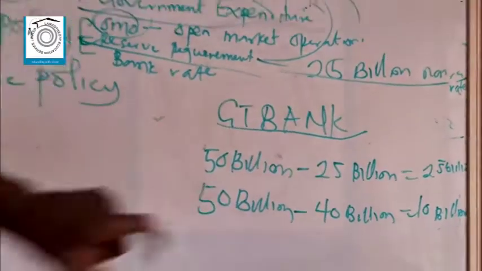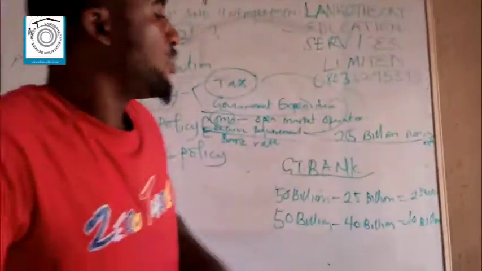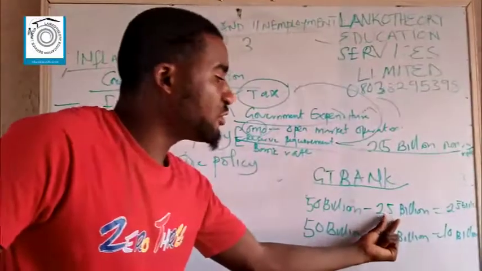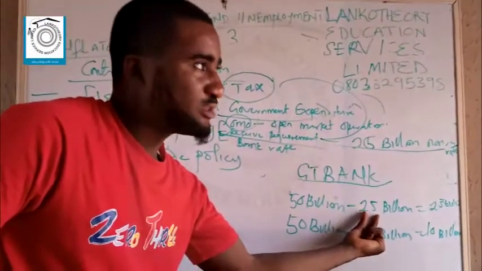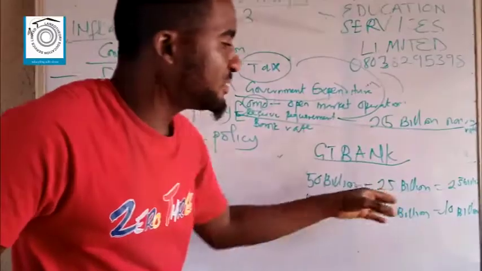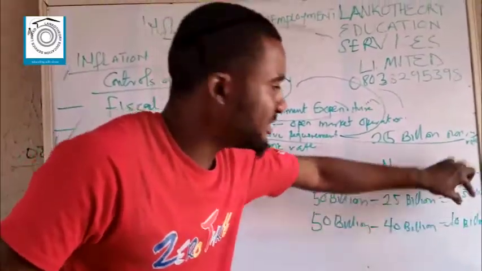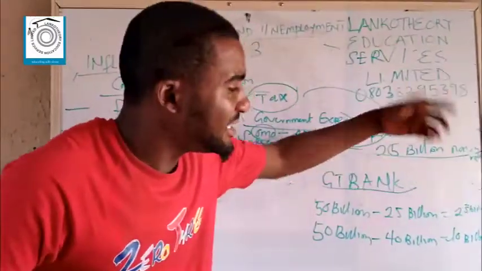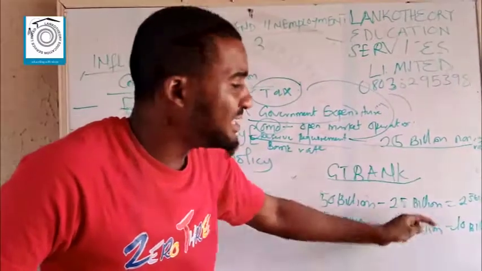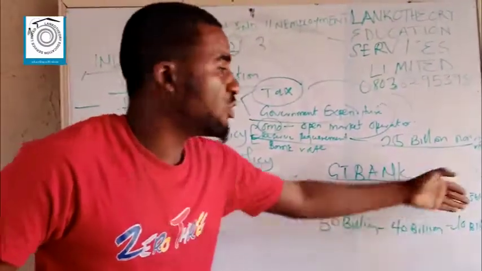So from these two cases, we can see that when the reserve requirement is lower at 25 billion, the money left with GT Bank is 25 billion. And with this 25 billion, they can lend money to the public. And when there is much money with the public, this can cause inflation.